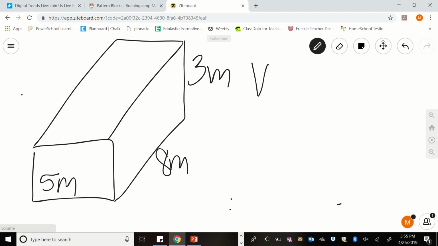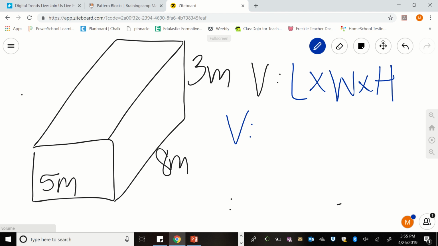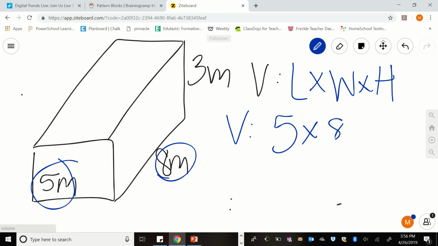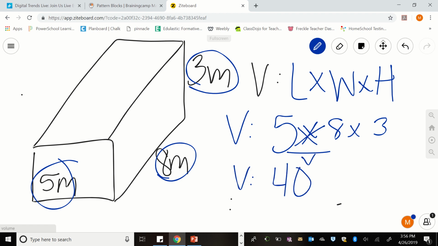Our volume formula again is length times width times height. So just substitute the numbers for your letters. Our length is 5 meters, our width is 8, and our height is 3. I'm going to do 5 times 8 first. I know 5 times 8 is 40. And then I'm going to do 40 times 3 because 3 is left over.